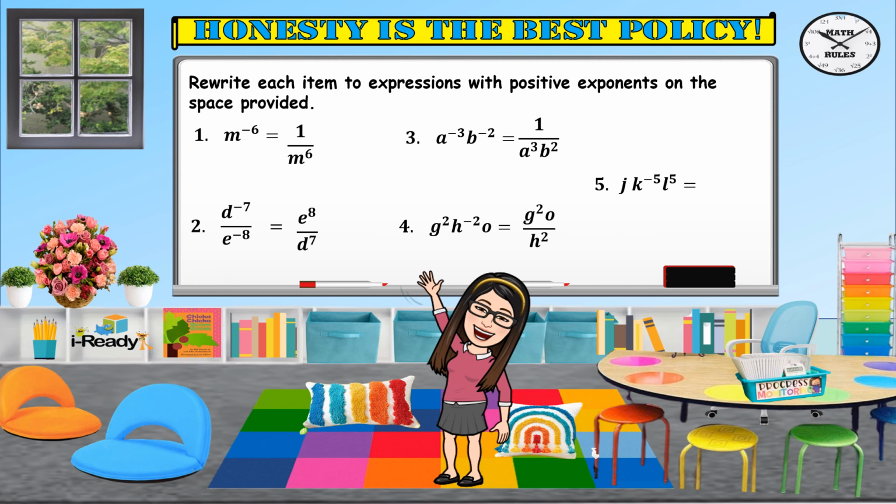J, k raised to negative 5, L raised to 5. So, remain po ang positive exponent doon sa J, L raised to 5. Yan yung may positive exponent. Yung k raised to negative 5, para maging positive, you put it at the denominator. So, the answer is J, L raised to 5 all over k raised to 5.